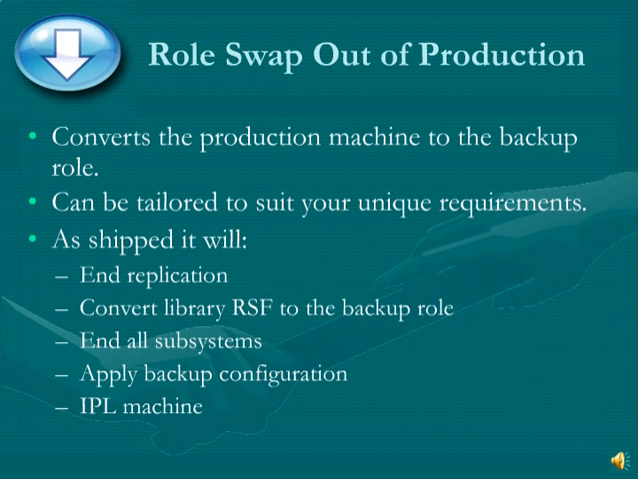The production to backup role swap program, along with the complementary backup to production role swap program, gets you ready to perform planned and unplanned role swaps. This program is ready to go out of the box, but source is provided so that you can tweak it to meet your needs. Running the role swap to backup command, or menu option 89 on the production machine, converts the machine to the backup role.